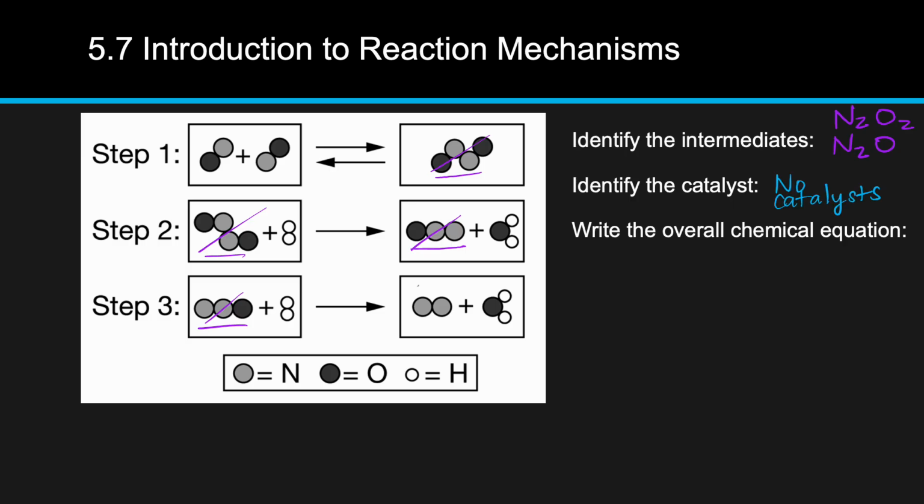And now let's get our overall chemical equation. We already canceled out our intermediates, so this should be quite simple. We have NO, and we have 2 of them in our very beginning of the mechanism. So we're going to have 2 NO. Then we also have 2 O2s. And then our products are 1 N2 and 2 H2Os. That would be our overall chemical equation for this mechanism.